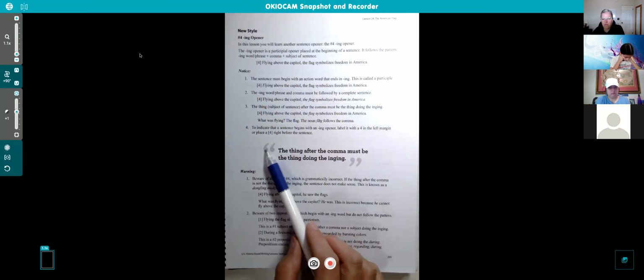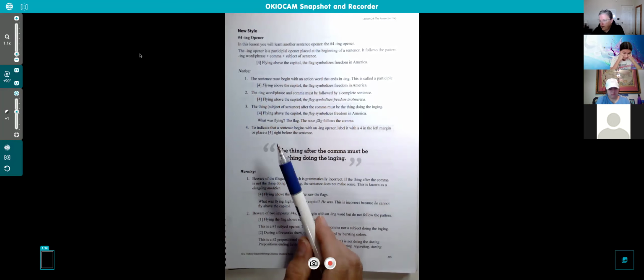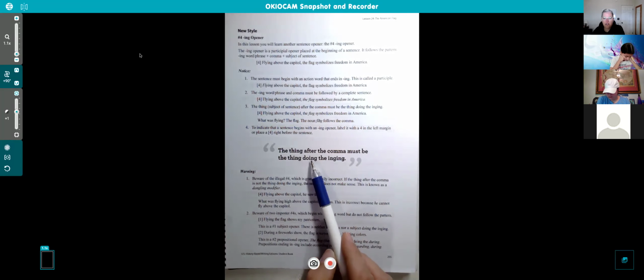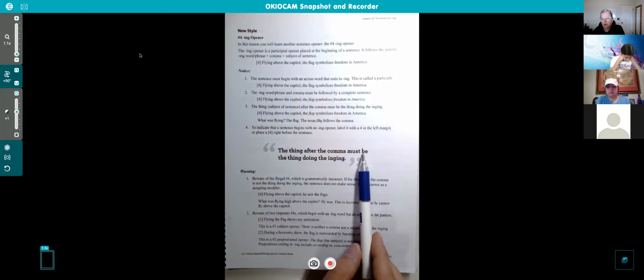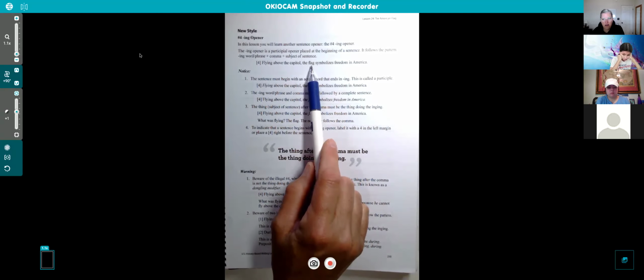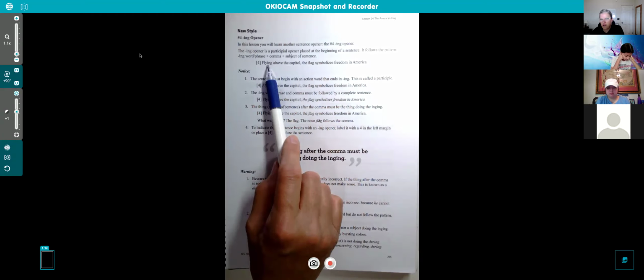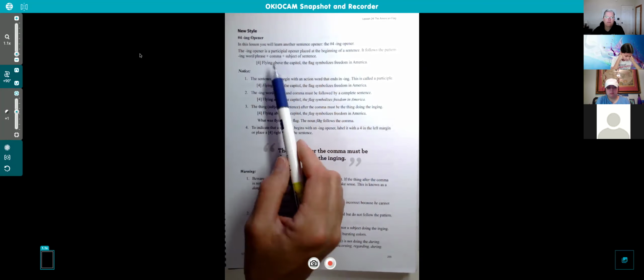Let's jump down to this really quick. This is the thing to remember. They came up with a little saying. I know it sounds weird, but the thing after the comma must be the thing doing the inging. I know that sounds weird, but that's the rule with this, okay? So whatever is after the comma has to be the thing or the person, but they say thing just to make it clever so you can memorize that. Has to be the thing that's doing the inging. So it's the flag that's doing the flying. See that? Flying above the capital, comma, the flag symbolizes freedom in America.